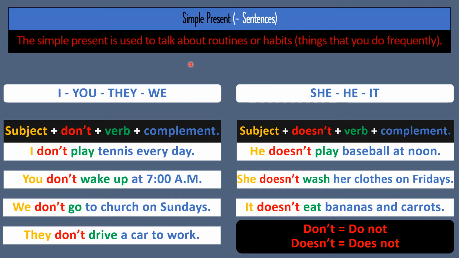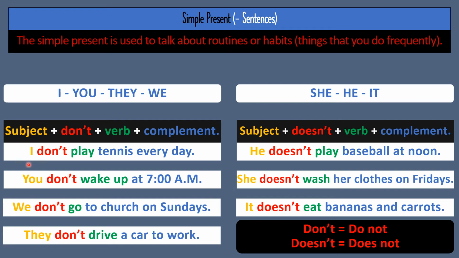For negative sentences, we have the following formula. We have the subject plus the auxiliary, don't or doesn't. For I, you, they, and we use don't. And for she, he, and it, we use doesn't. Don't is similar to do not, and doesn't is similar to does not. So the formula is the following. Subject plus don't or doesn't plus the verb in the base form, not conjugated, plus the complement.